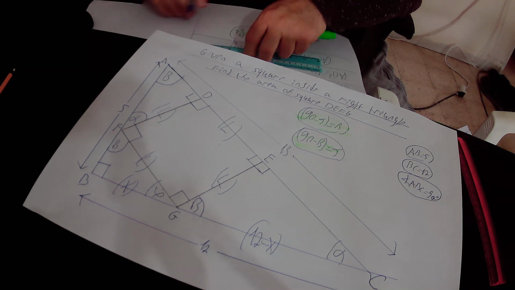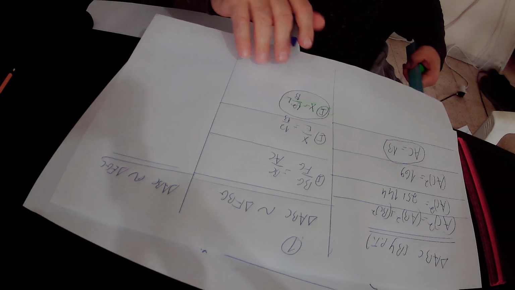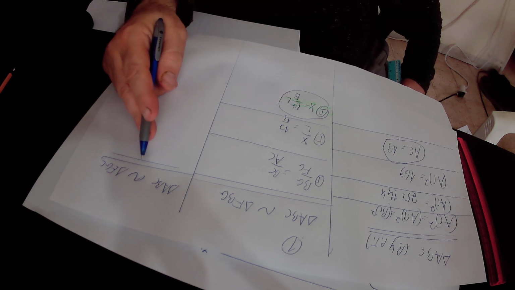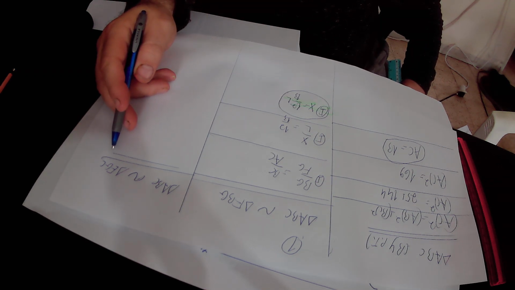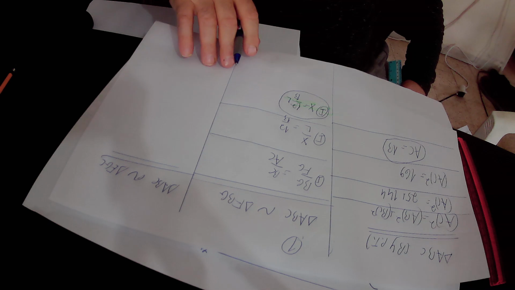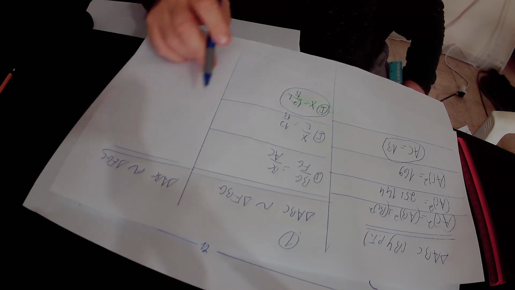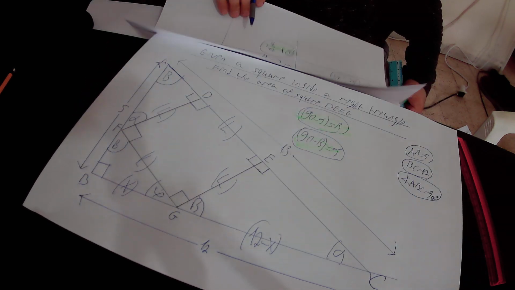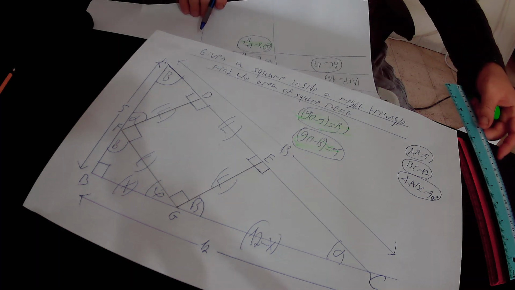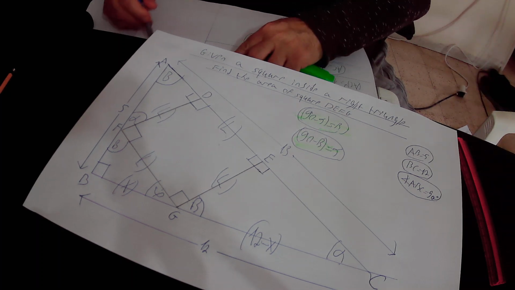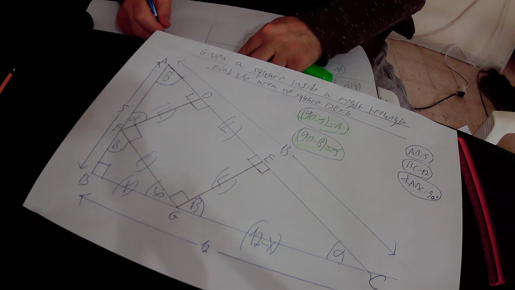Again, we know that the big right triangle ABC is similar to the right triangle AGC. And from the fact that those two right triangles are similar to each other, we derive that the following relationship exists between their sides.